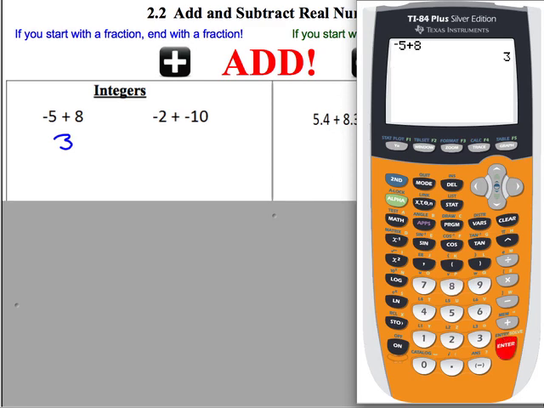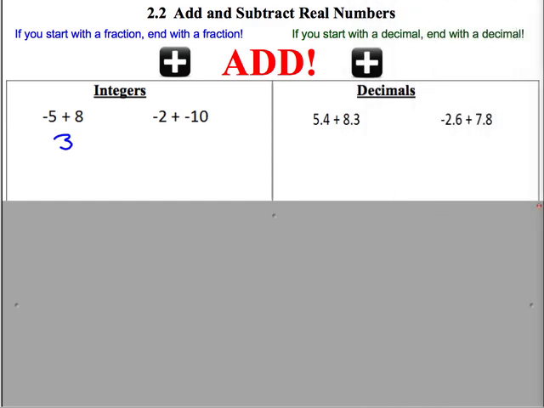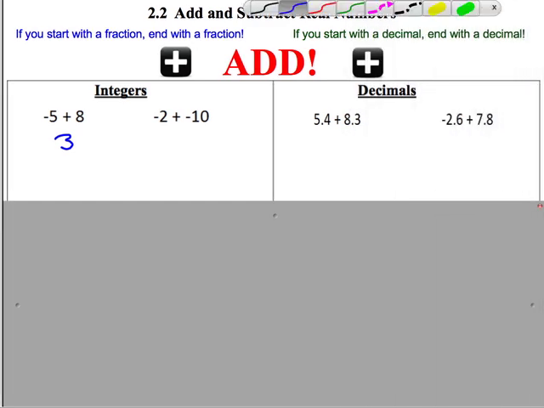Excellent. The next one, negative 2 plus negative 10. I'm getting more negative. If I owe $2, then I owe 10 more dollars, so I'm going to owe $12. Let's make sure the calculator agrees with that. Negative 2 plus negative 10, negative 12. So the calculator is a great tool in this case. You can use them in class, or you can use the rules. It's always good to double check.